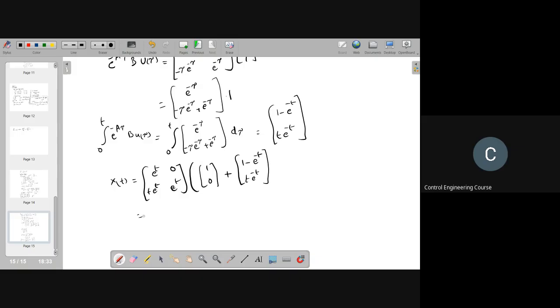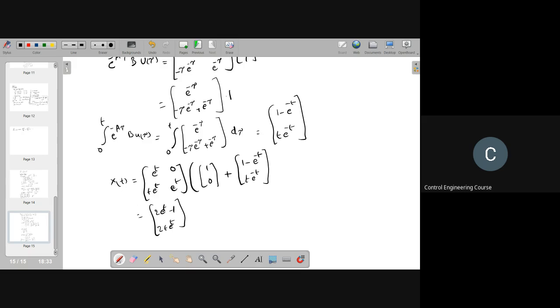Then this is equal to 2 into e to the power of t minus 1, and this is 2t e to the power of t. This is your system state for the step input. This is the internal system response.